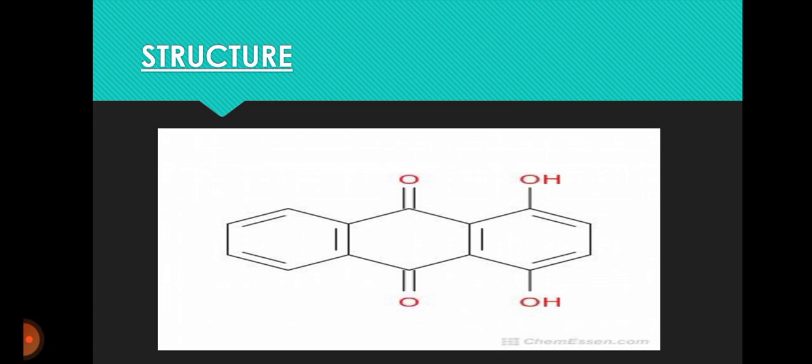Now let's turn to the structure of 1,4-dihydroxyanthraquinone. If you remember, I touched upon the point earlier that anthraquinone is basically a quinone which contains two carbonyl groups. Here you can see that the second benzene ring contains two carbonyl groups, and there are also two hydroxyl groups present on carbon number 1 and carbon number 4, and due to their presence on carbon 1 and carbon 4, it is known as 1,4-dihydroxyanthraquinone.